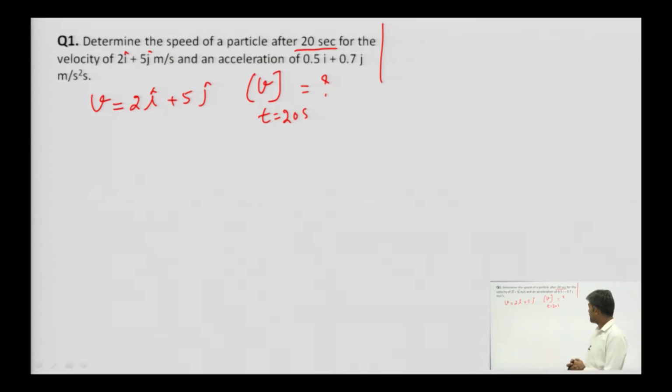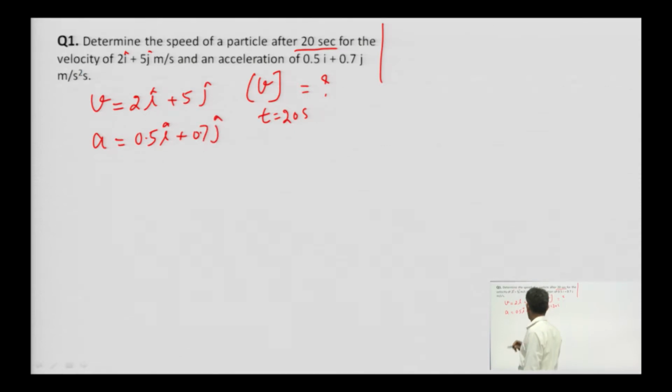The velocity component is given to you and acceleration is given to you. A is 0.5 i cap plus 0.7 j cap, in meter per second square. Velocity is 2 i plus 5 j, in meter per second. Its unit is meter per second.